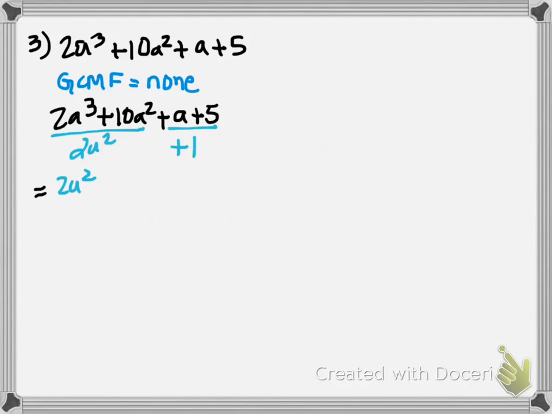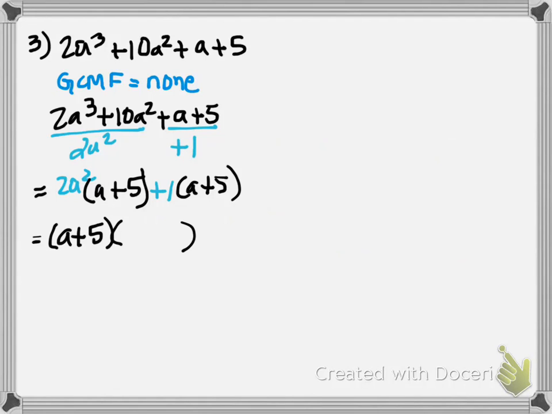So what I get is 2a squared, and the remainder is going to be a plus 5, and then I'm going to factor out a positive 1, and the remainder is a plus 5. So what I'm looking for is having the same binomial, and it ends up being so in this problem. The common binomial is the a plus 5, and the second binomial is formed by the coefficients 2a squared and plus 1. Now if you notice, all I have are sums, and so I cannot factor the sums. So that's that answer.